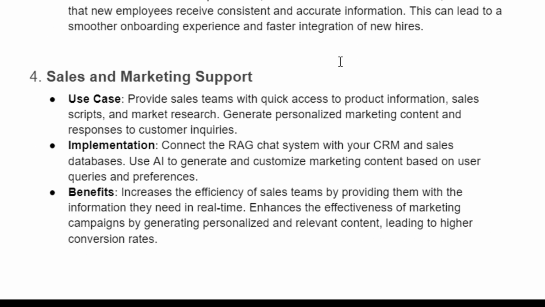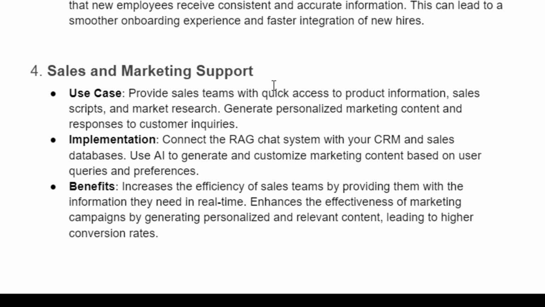Next we have sales and marketing support. Here we provide the sales team with quick access to product information, sales scripts, and market research, and we can also ask it to generate content in particular formats that can be used by the sales team to quickly make presentations, etc. One way we can implement this is to integrate with our CRM system and sales database, then use AI to generate and customize marketing content based on the user queries and preferences.